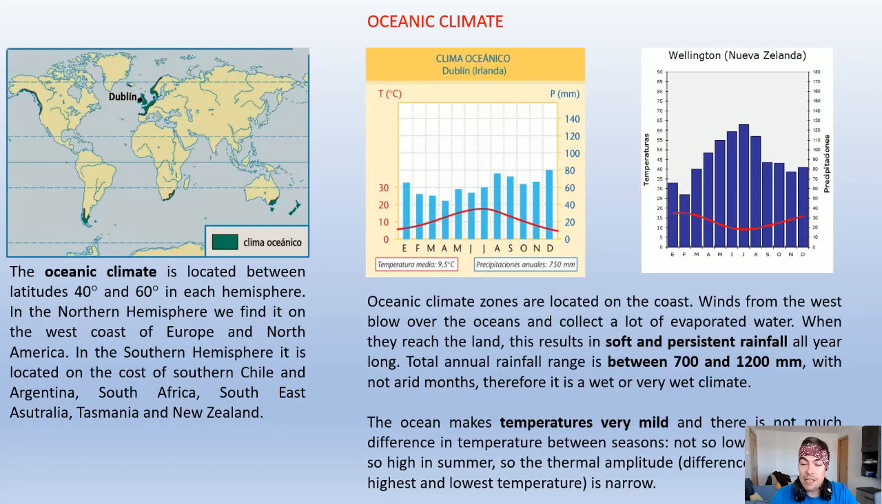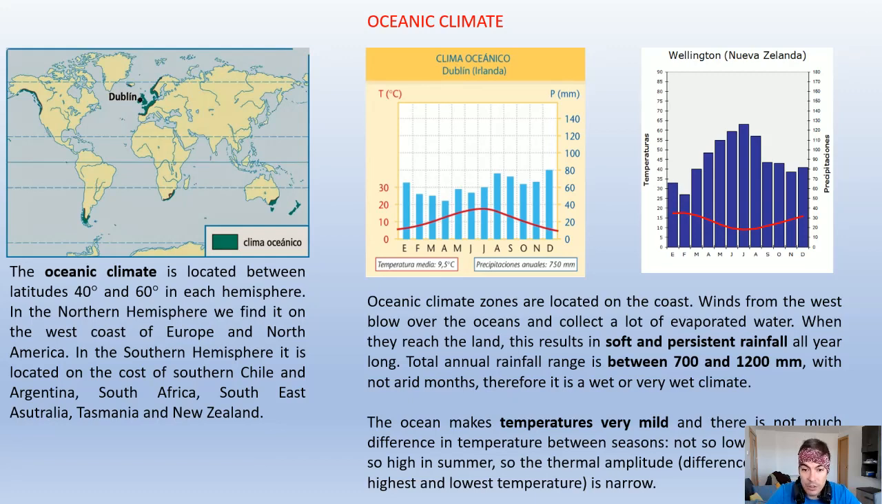The ocean makes temperatures very mild, okay? And there is not much difference in temperature between seasons. The temperatures are not so low in winter and not so high in summer. So the thermal amplitude, this is a very important concept. The thermal amplitude is the difference between the highest and the lowest temperature, and it is narrow, it is small.